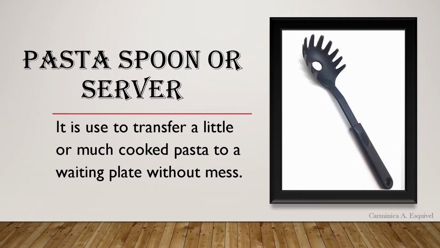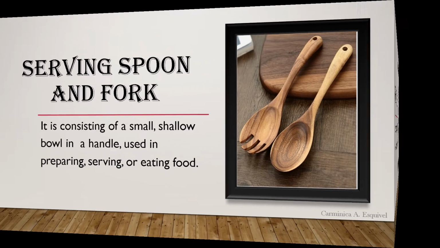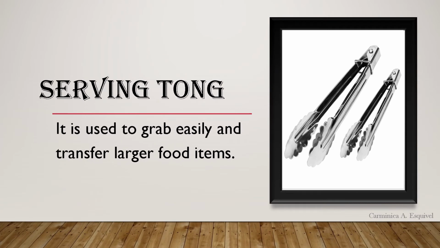Next is the pasta spoon or server. It is used to transfer a little or much cooked pasta to a waiting plate without mess. Next is the serving spoon and fork. It is consisting of a small, shallow bowl and a handle used in preparing, serving, or eating food. Next is the serving tongue. It is used to grab easily and transfer larger food items.